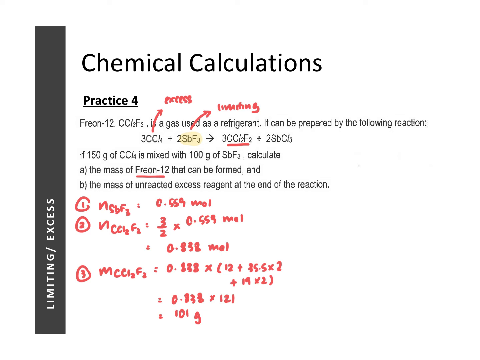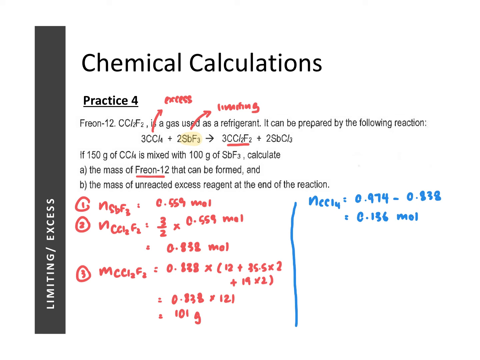For part B, we are supposed to find the mass of unreacted excess reagent or reactant. So the excess reactant is carbon tetrachloride. We have found that the number of moles of CCl4 present is 0.974 moles. And then we have also found that the number of moles of CCl4 needed is 0.838. So the number of moles of CCl4 in excess would be the difference, and that would be 0.136 moles. So after the reaction, you will have 0.136 moles of CCl4 remaining.